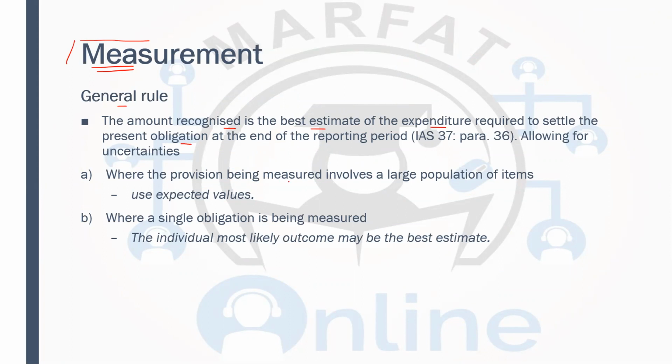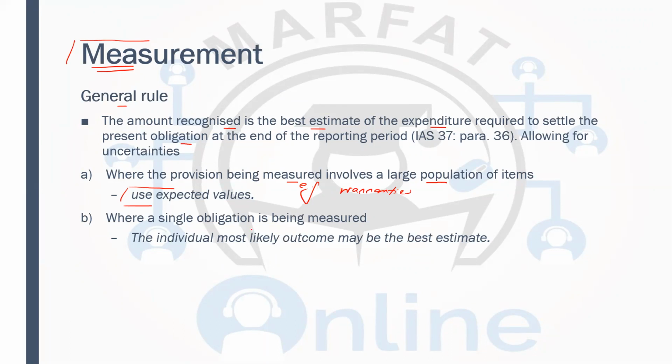Where a provision being measured involves a large population of items, use expected values. For example, warranties. You have sold thousands of units. How many of those will come back for a claim? So you have to use expected values, like last year it was 1% or 2%, whatever. Expected values.